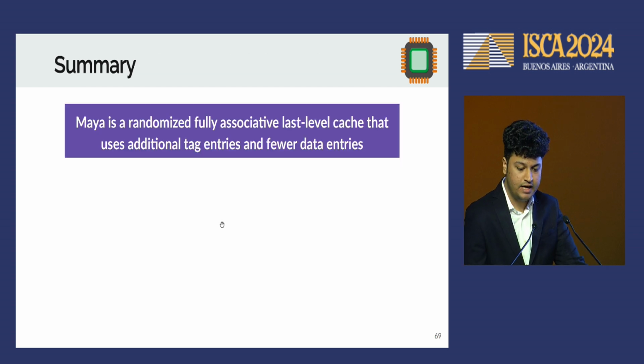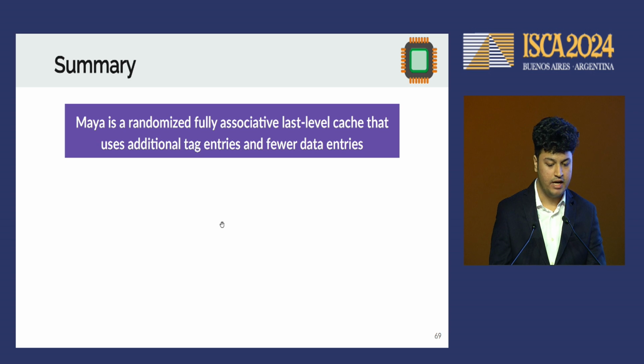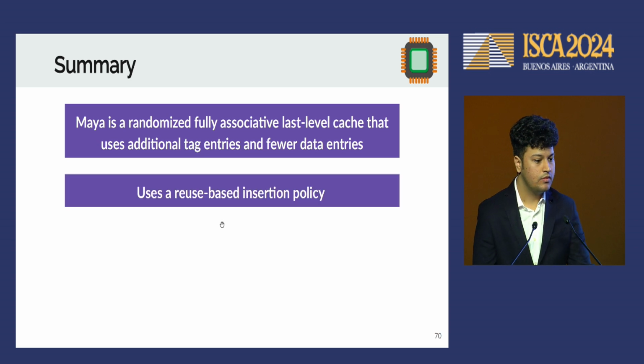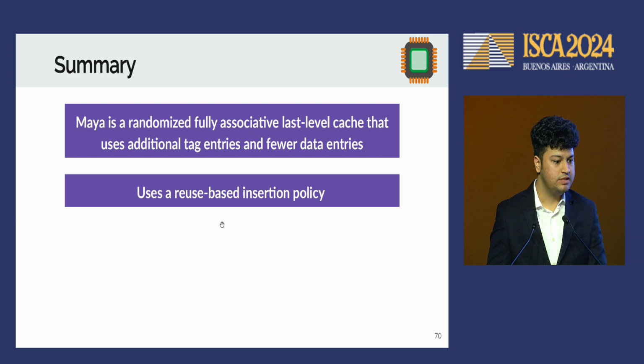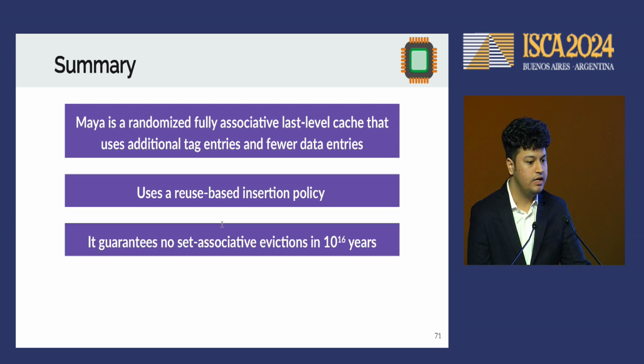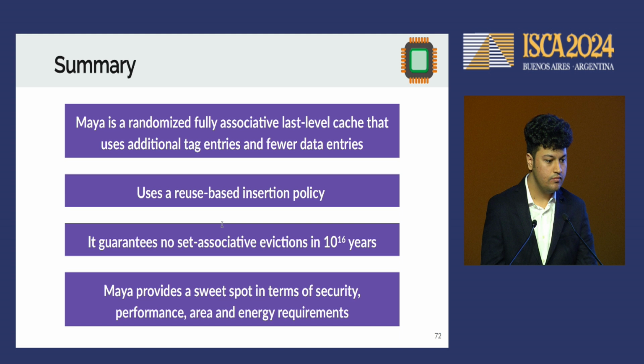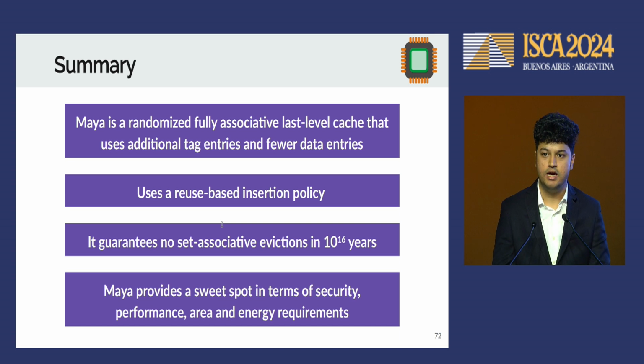To summarize, Maya is a randomized, fully associative last-level cache that uses additional tag entries and fewer data store entries. It uses a reuse-based insertion policy and ensures complete security against conflict-based attacks by ensuring no set-associative evictions in 10 to the power 16 years. Maya provides a sweet spot in terms of security, performance, area, and energy requirements.